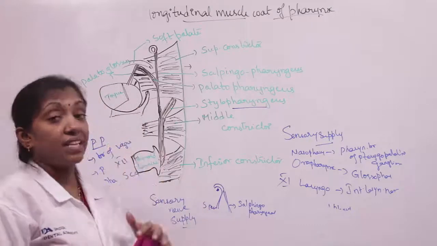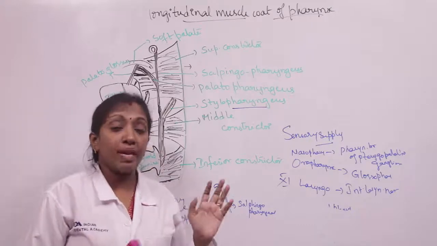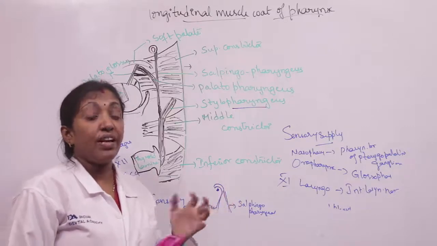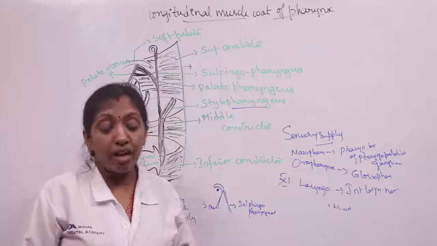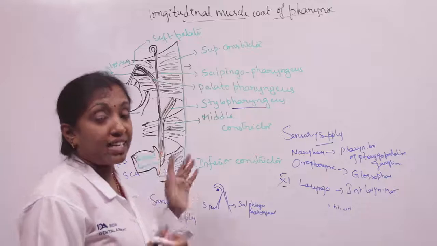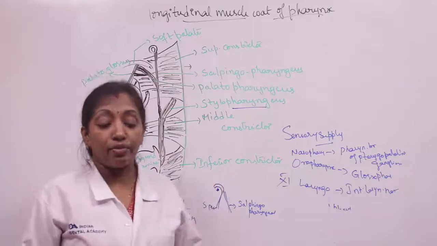The pharyngobasilar fascia can be seen at the sinus of Morgagni, and it is pierced by the levator veli palatini, the auditory tube, the ascending pharyngeal artery, and the palatine branches of the facial artery. So that's about the blood supply, nerve supply, and sensory nerve supply of the pharynx. So that's the end of the pharynx.